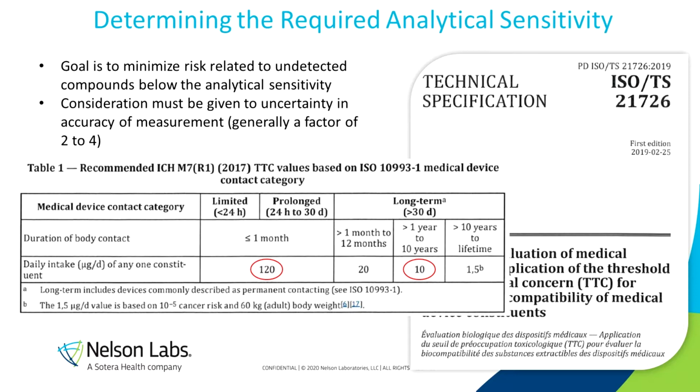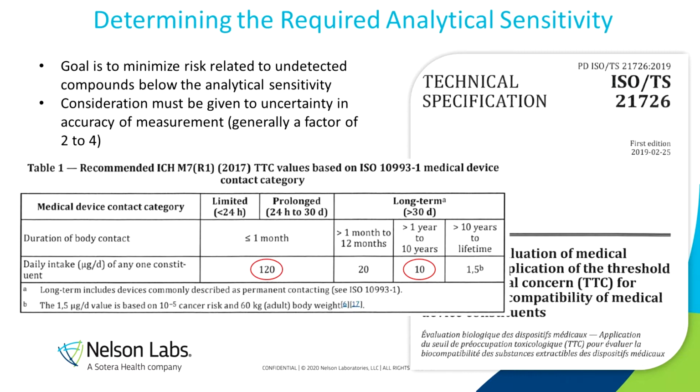Usually, the analytical evaluation threshold is based off of a dose-based threshold, which is the threshold of toxicological concern. Now, the threshold of toxicological concern is an old idea. It comes from the ICH M7, and this is an amount that was derived to be protective of unknown compounds that might be found in drug products or food products at low levels. You can see it's applied here to medical devices in ISO 21726.